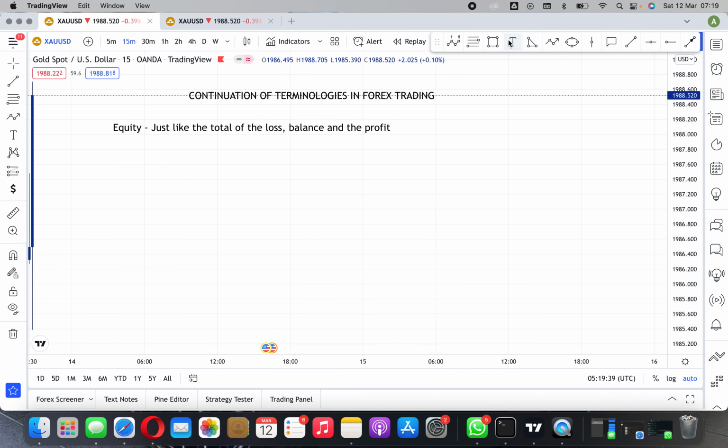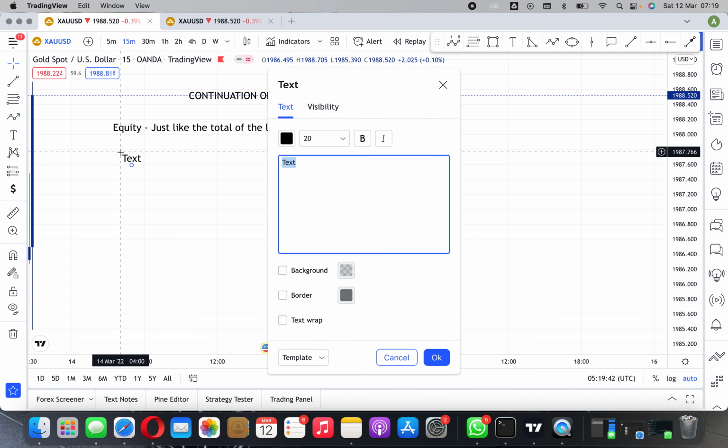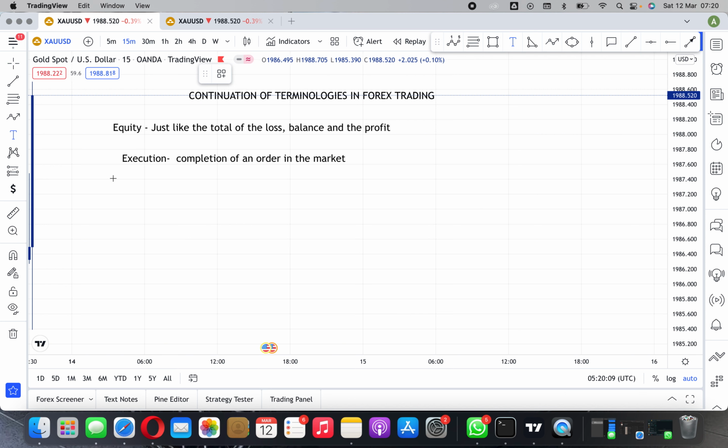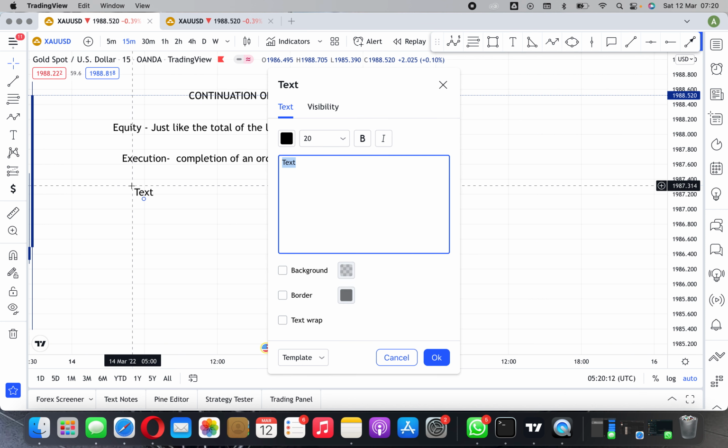So let's go to execution. Execution is when you take an order, you complete an order in the market. Just like the way we have it in normal English, like I executed something, like I executed GBP JPY, you completed an order in the market.